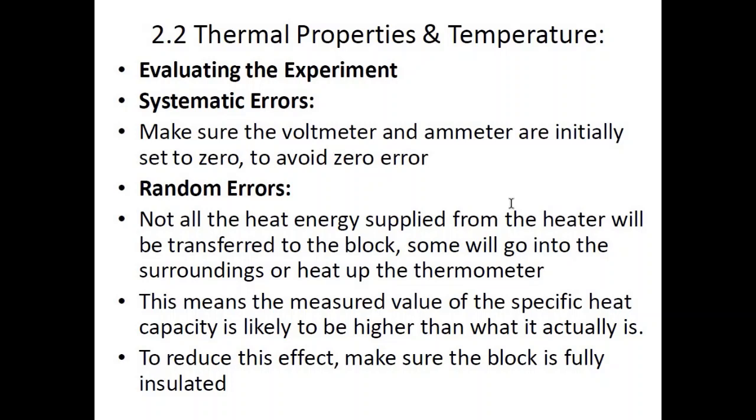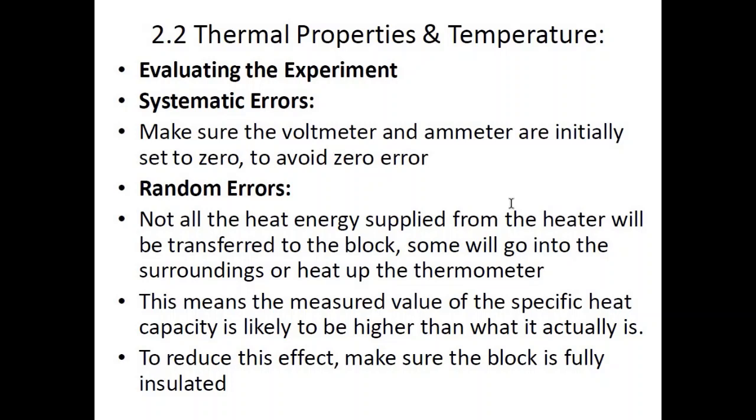Now, how do we evaluate this experiment? In this experiment, we can have both systematic and random errors. Systematic errors can be avoided if the voltmeter and ammeter are initially set to 0 to avoid any zero error. Random errors can be that not all heat energy will be transferred to the block, some will be lost to the surroundings. This means that the measured value of SHC is likely to be higher than the actual value. To reduce this effect, make sure the block is fully insulated so that no energy is lost to the surroundings.